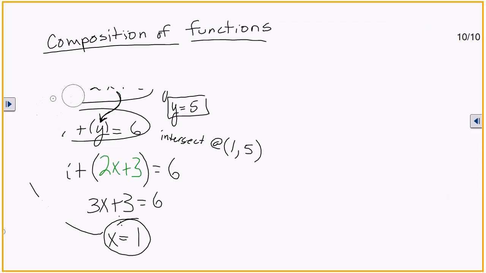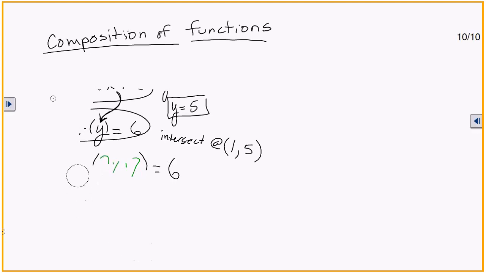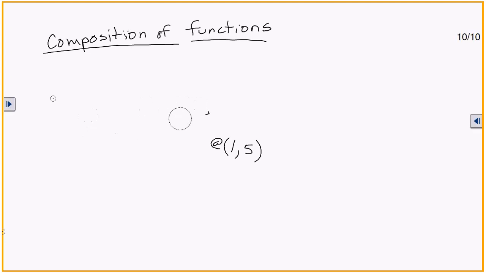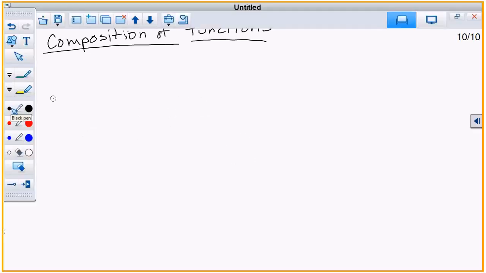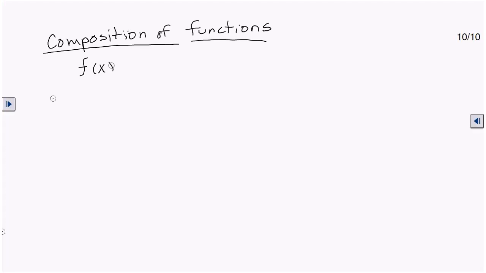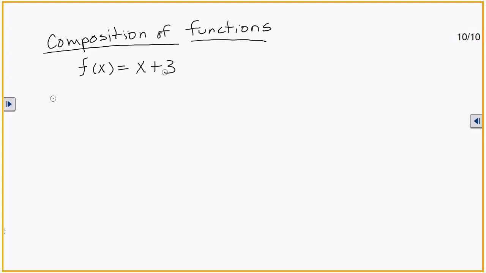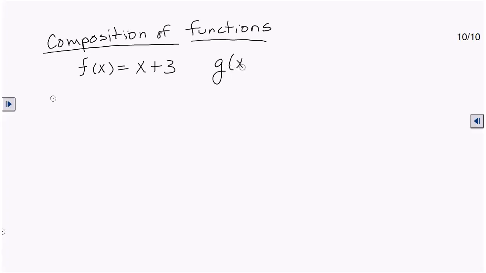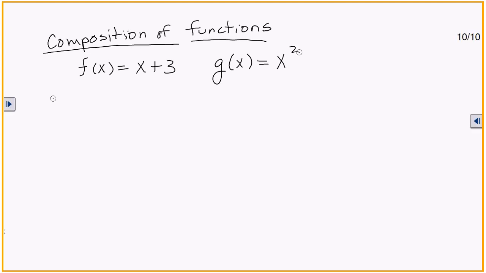I'm going to give you an example. And I'm going to show you 4 different ways that they will tell you to do this example. F of x is equal to x plus 3. And g of x is equal to x squared. And here are the 4 examples that you might see on a test or a homework.